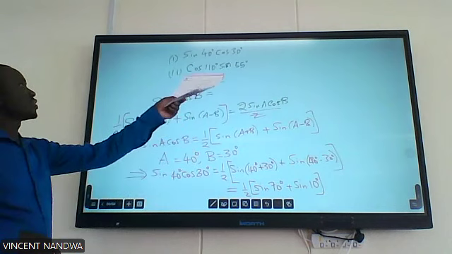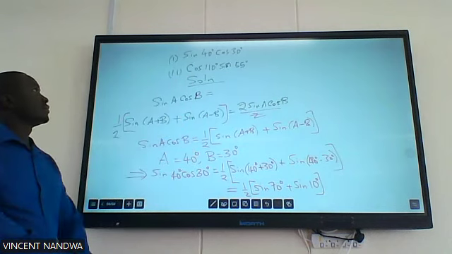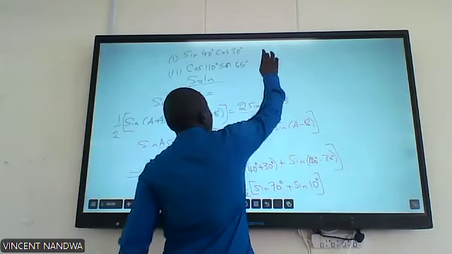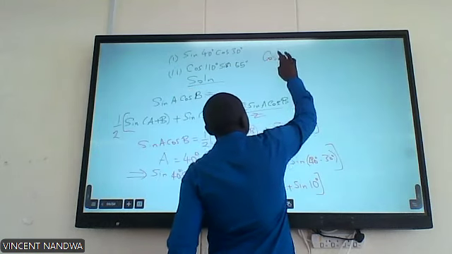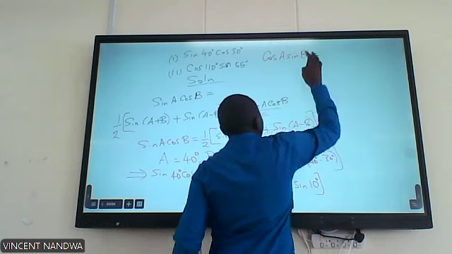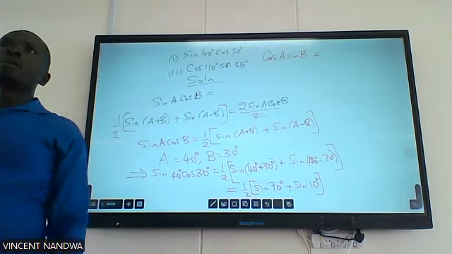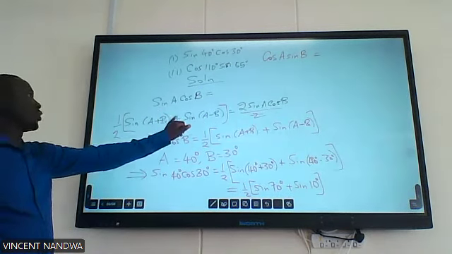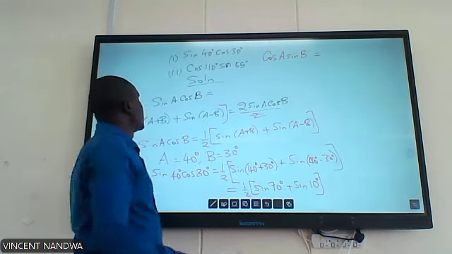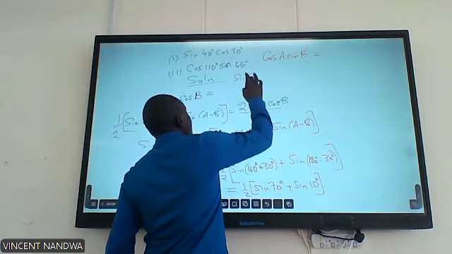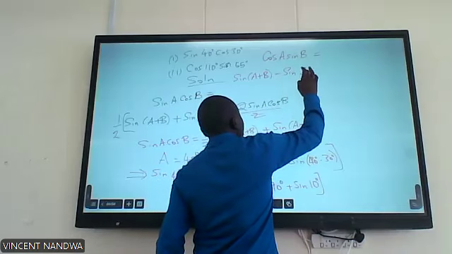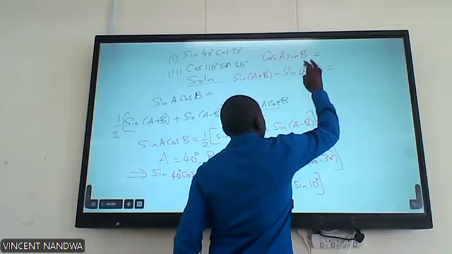The other one we have is: what is the expression for cos A sine B? So here we are. When you subtract, you get sine A plus B minus sine A minus B gives you.